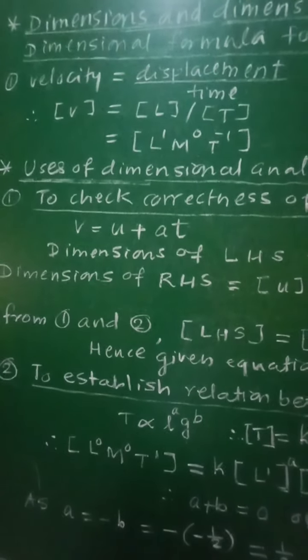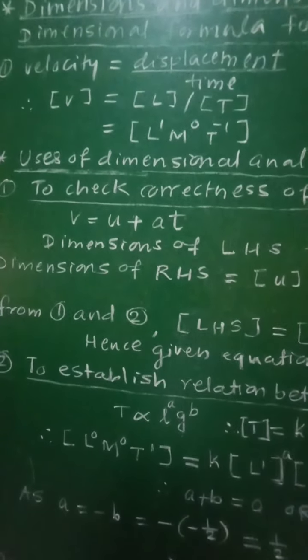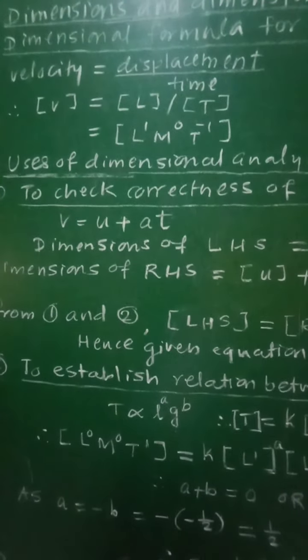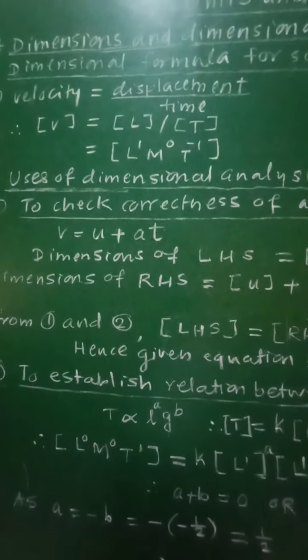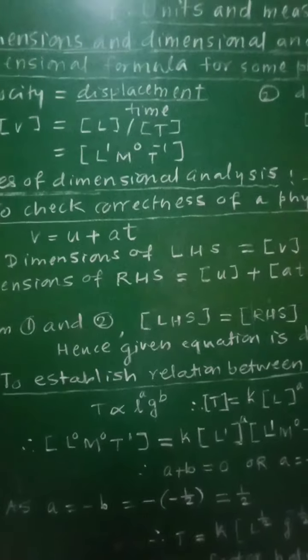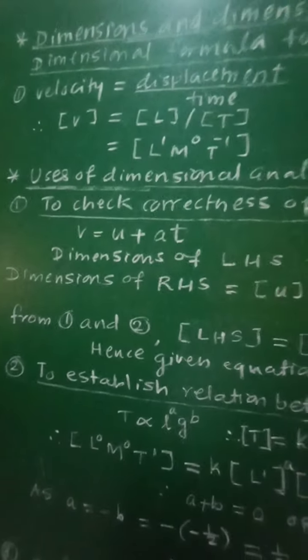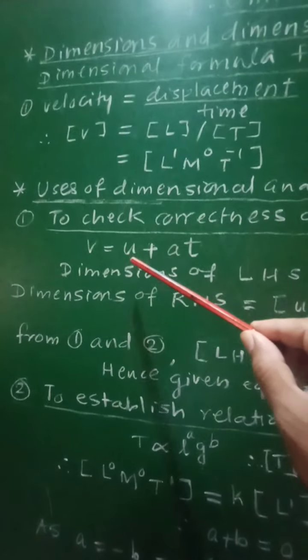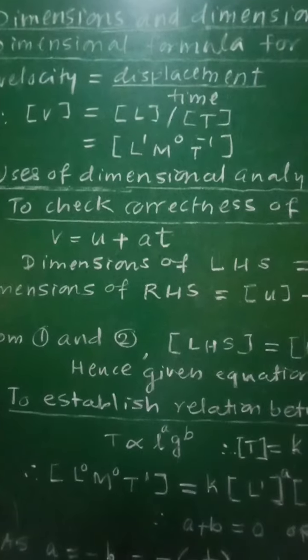So if the dimensions of all the terms involved in that equation are the same, then we can say that the given physical equation is dimensionally correct. For simplicity, here we will consider the first kinematical equation, that is v equal to u plus at.